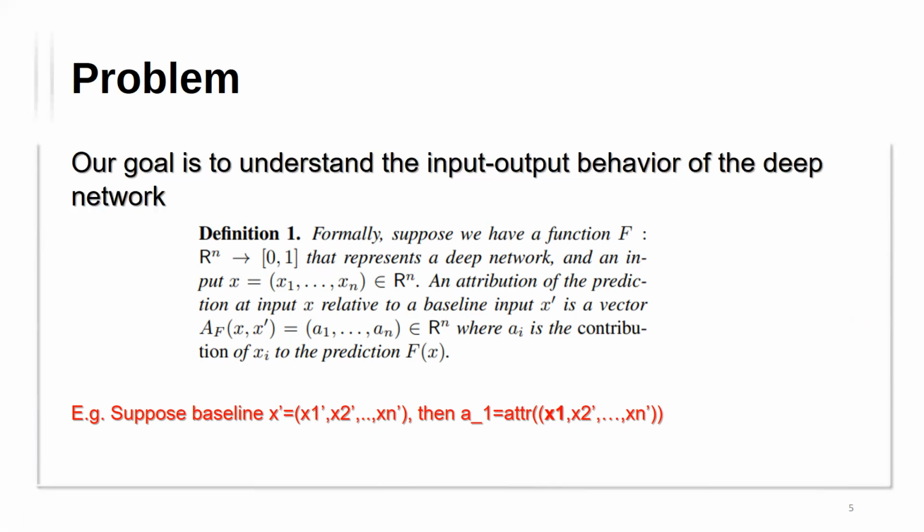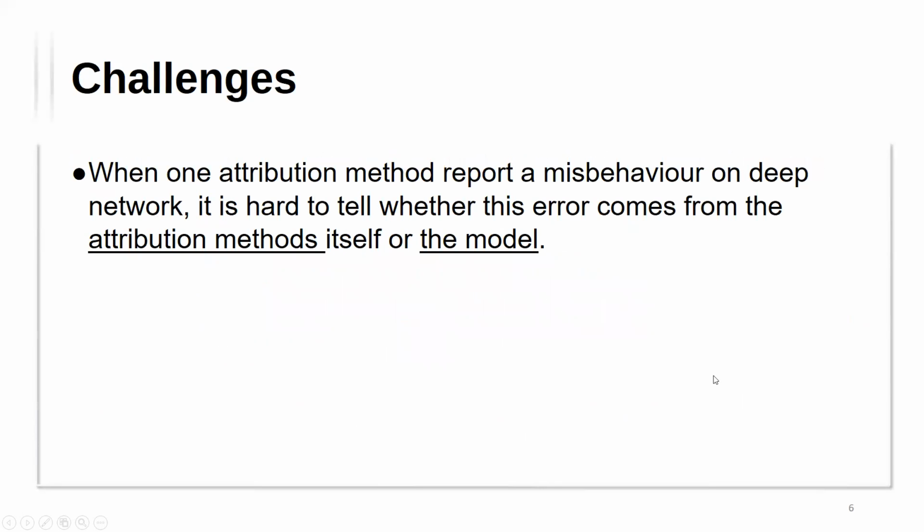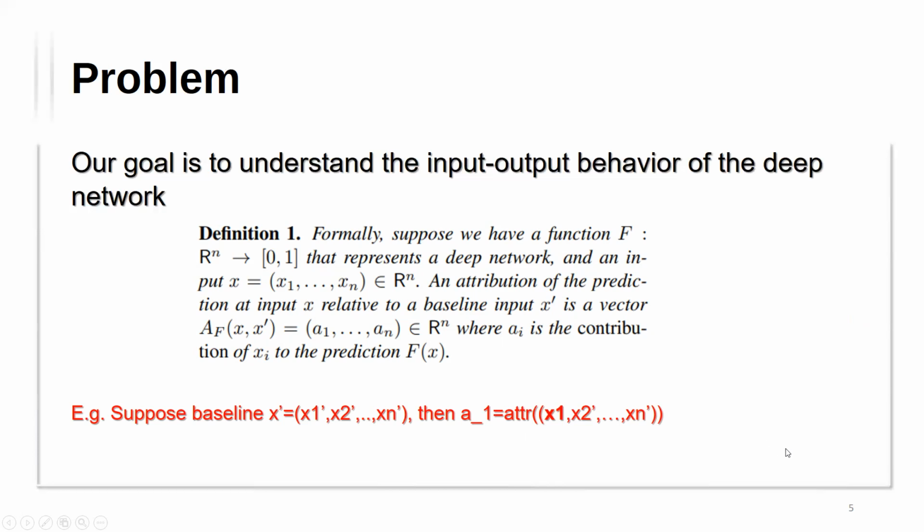Okay. Sorry, let me read the last sentence. So there's the baseline x prime, and the attribution of x and x prime is a vector of a1 to an, where ai is the attribution. You just replace. So, yeah. So we have a base.